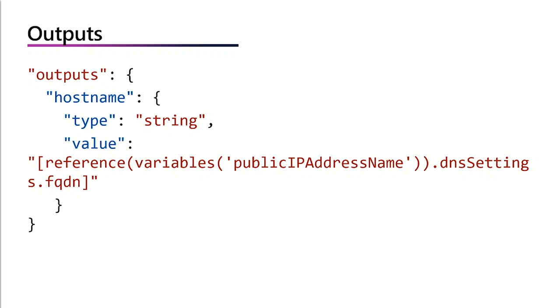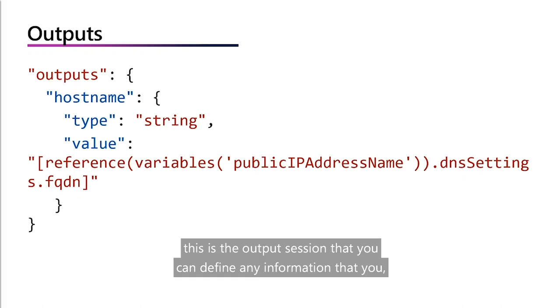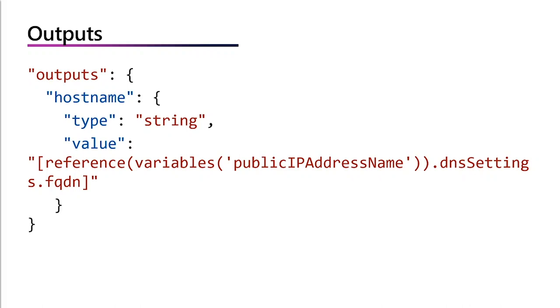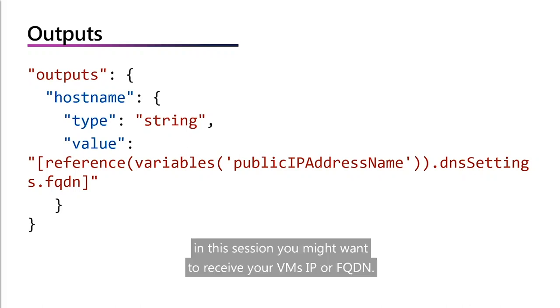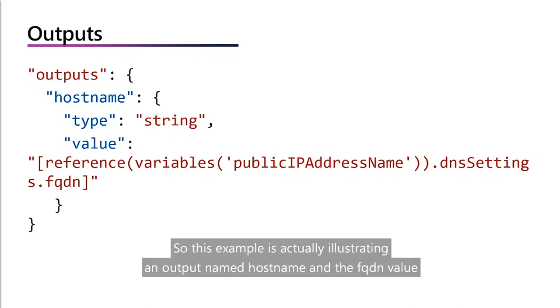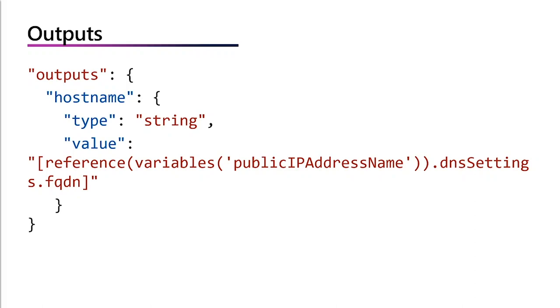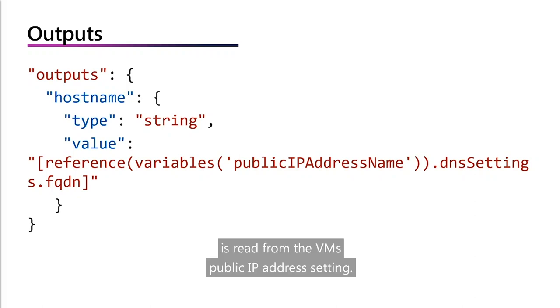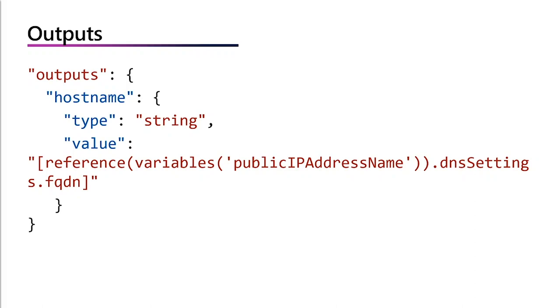Lastly, this is the output section, where you can define any information that you would like to receive when the template runs. For example, in this section, you may want to receive your VM's IP or FQDN. So this example is actually illustrating an output named hostname, and the FQDN value is read from the VM's public IP address settings.